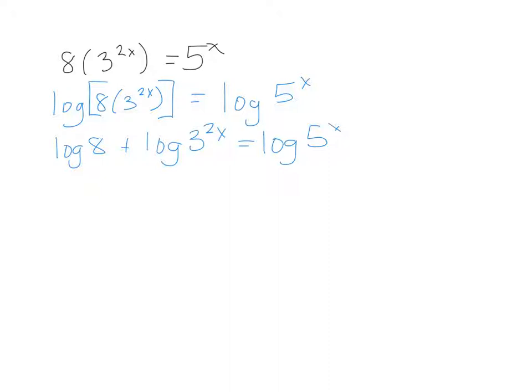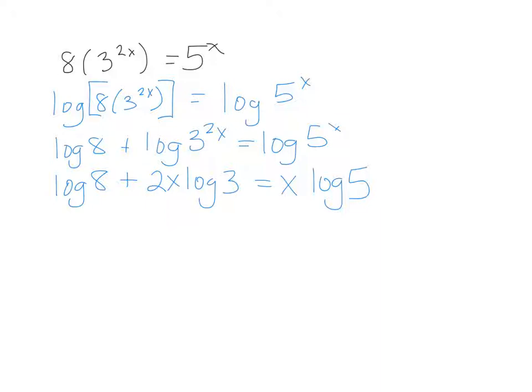And now the exponents can turn into coefficients. Log 8 plus 2x log 3 equals, I want to do the same thing over here, x log 5. So exponents become coefficients. And now it's just the same process. Get all the terms with x's on one side, factor out the x, and then divide by the other factor.